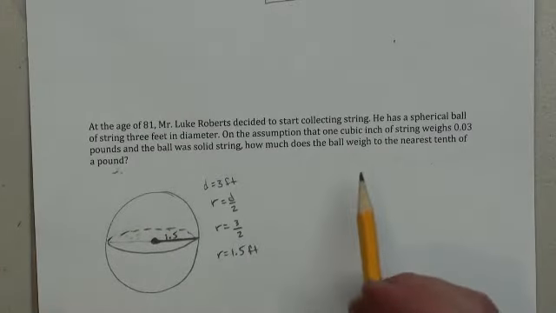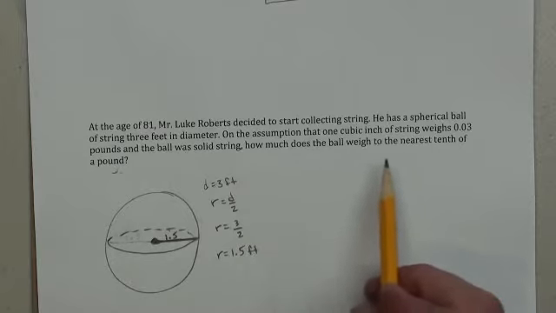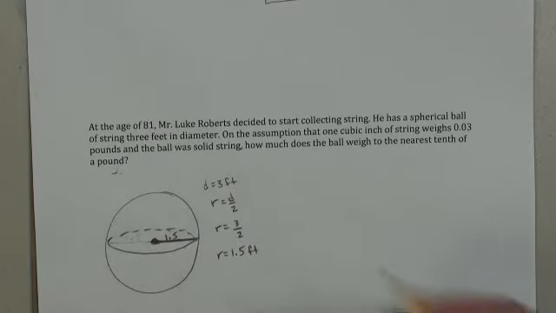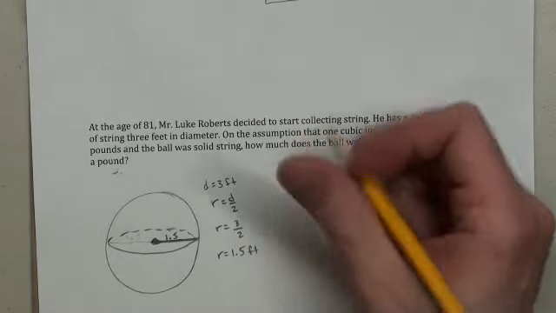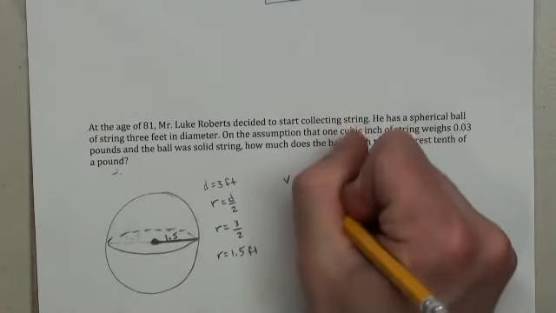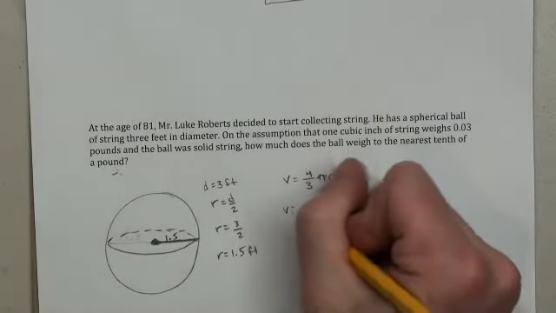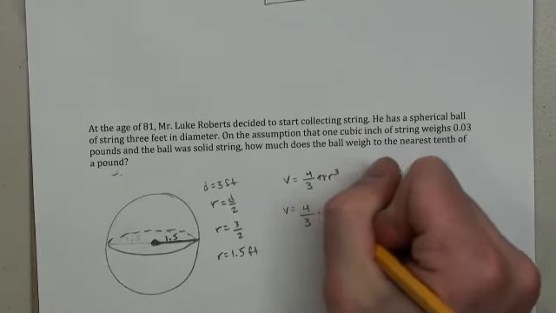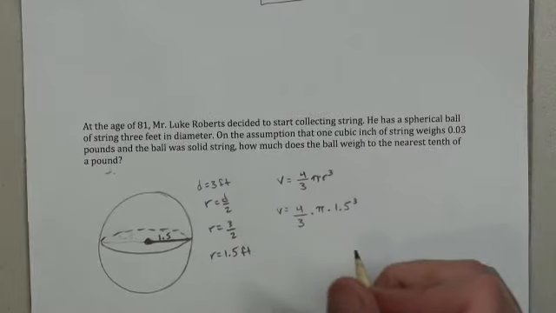On the assumption that 1 cubic inch of string weighs 0.03 pounds, and the ball was solid string, how much does the ball weigh to the nearest tenth of a pound? So first we've got to find the volume, which is, let me look up my formula, 4/3 pi r cubed. So the volume equals 4/3 times pi times 1.5 cubed.